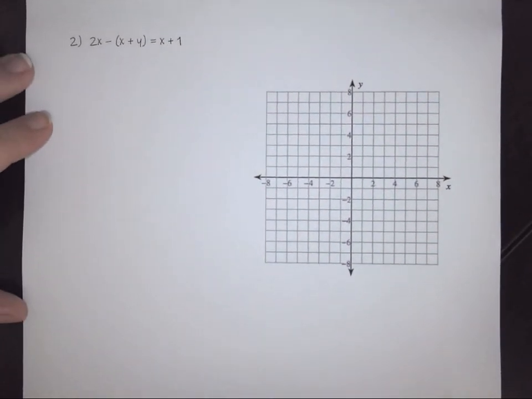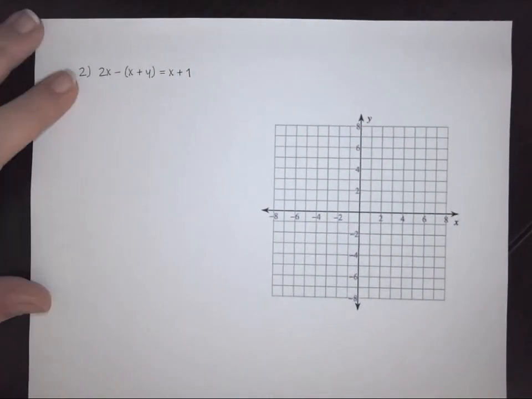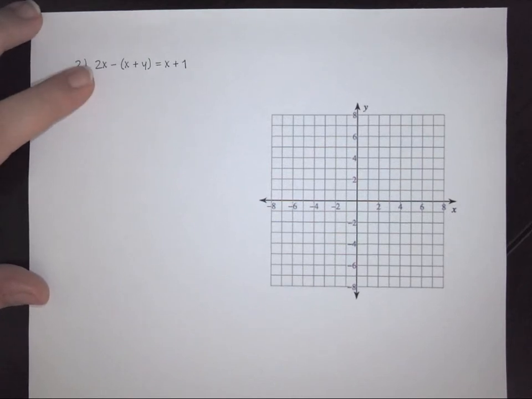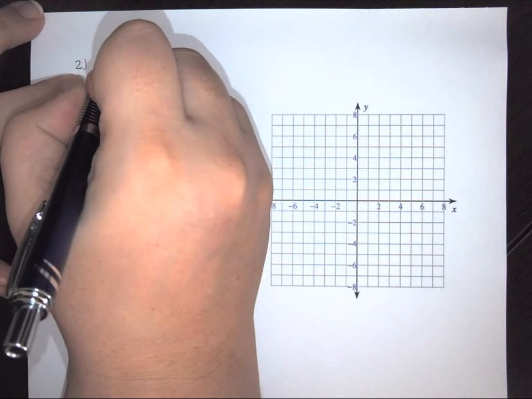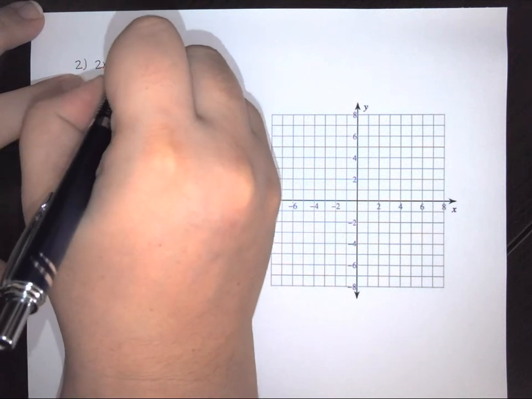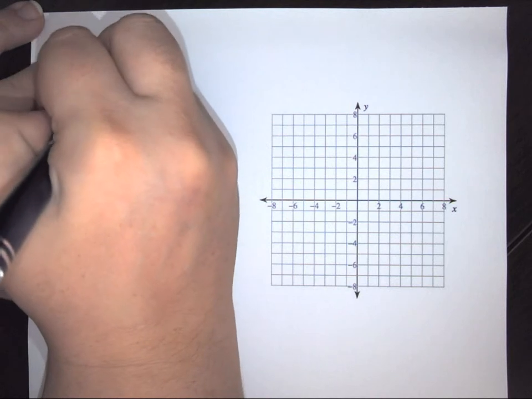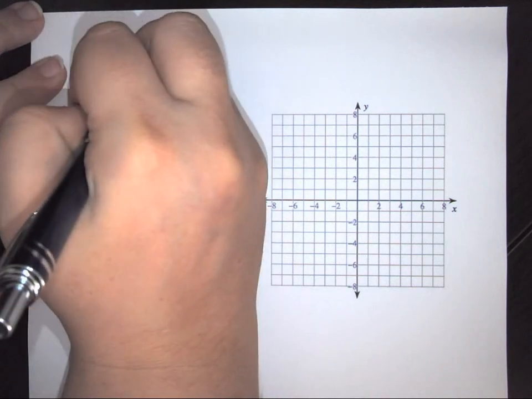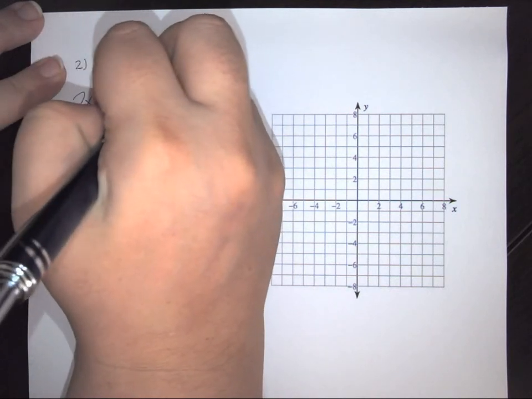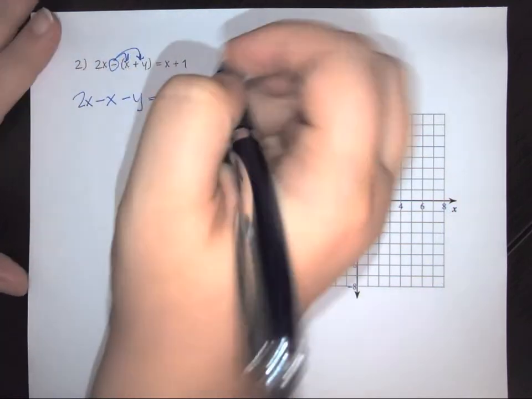Okay, let's look at another one. If you notice in this one, I have to do a little fun rearranging with the equation first before I can even get to it. So I have to take this negative and distribute it through. So this becomes 2x minus x minus y equals x plus 1.